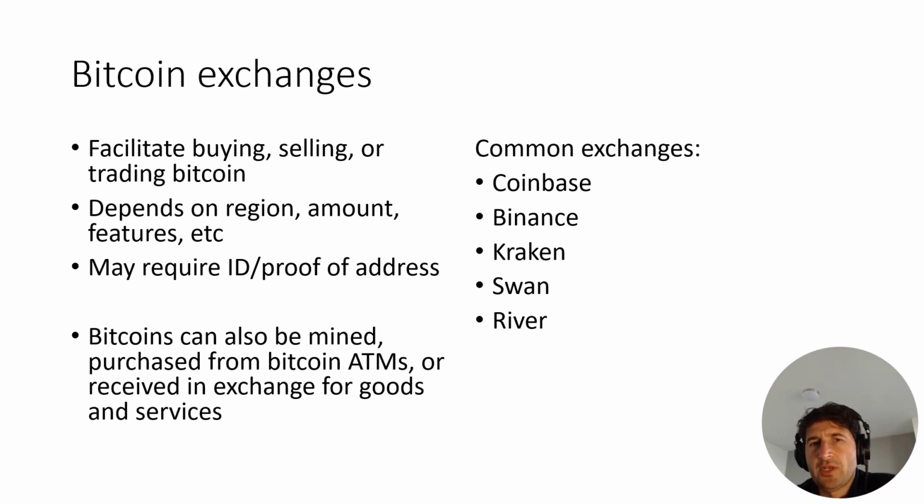But Bitcoins don't have to be acquired from exchanges. It's just the easiest way, right? They can also be mined, purchased from Bitcoin ATMs, or received in exchange for goods and services, right? Because fundamentally, Bitcoin is money. You don't have to buy money, you can earn money. There's a number of different common exchanges, and you should do your own research as to what exchanges might be helpful for you.